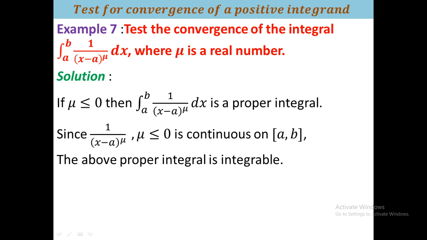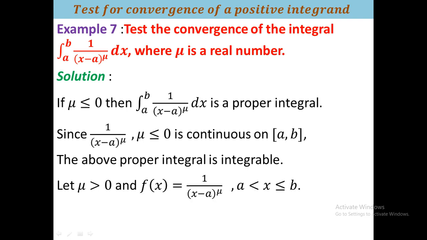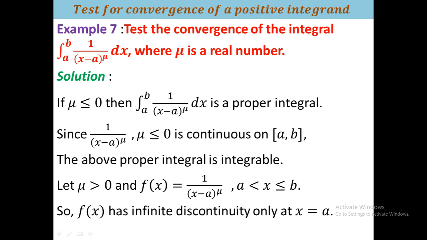Now, if mu is greater than 0, then f(x) equals 1 by (x minus a) to the power mu. We have to take the domain as open a, closed b, because if you put x equal to a, then this does not exist. This will be infinite. So we take the domain as the interval open a, closed b. Actually, we are not interested in the point a, because for a point of infinite discontinuity, it is not necessary to know the value of the function at x equal to a. However, the function has an infinite discontinuity only at the point x equal to a.